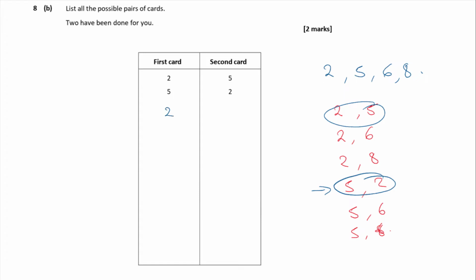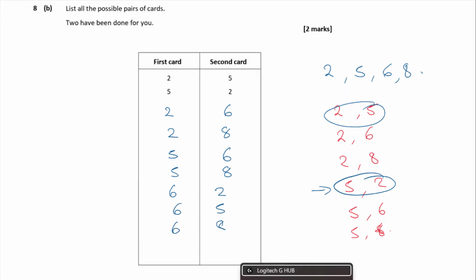So I'm doing 2 and 6 and 2 and 8. And then I'm going to switch to 5. But I'm not going to do 5 and 2 because that's already been done. So I'm going to do 5 and 6 and then 5 and 8. And then I'm going to switch to the 6 and do 6 and 2, 6 and 5, and 6 and 8. And then I'm going to do 8 and 2, then 8 and 5, and then 8 and 6.